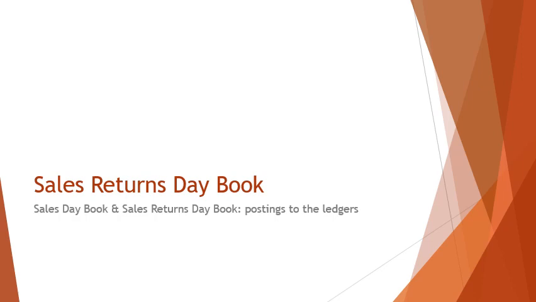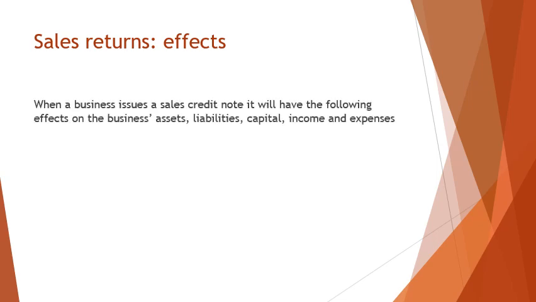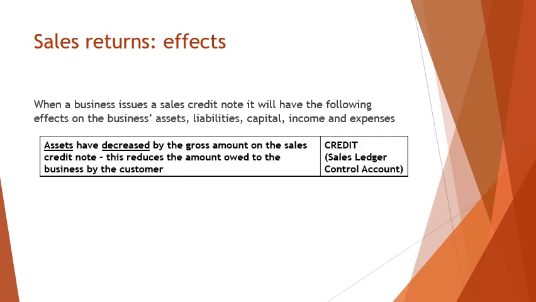Let's now turn and have a look at our sales returns daybook. So we'll start off by considering what effects a sales return, or the issuing of a sales credit note, has on our assets, liabilities, capital, income and expenses. Well, first of all, our assets will have fallen, and they'll have fallen by the gross amount on the credit note that's been issued, because this represents a reduction in the amount that's owed to the business by its customer. So a reduction in the value of an asset is a credit, and this again will be recorded to the sales ledger control account.